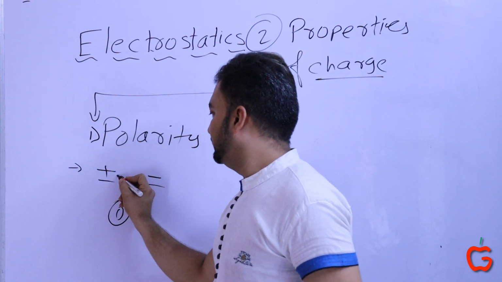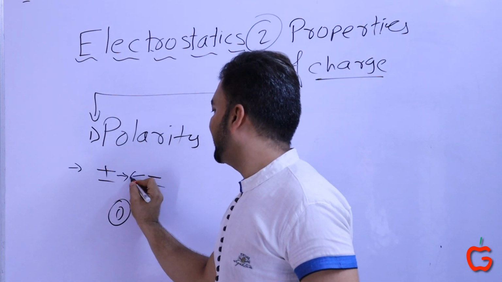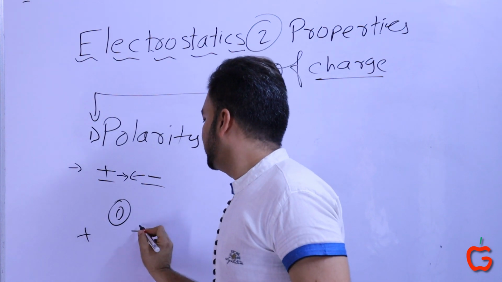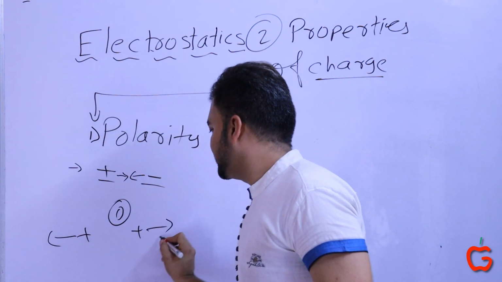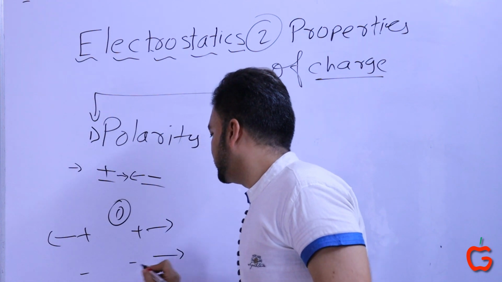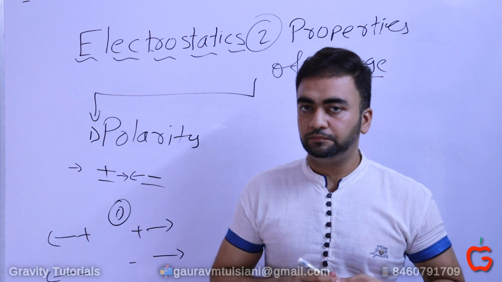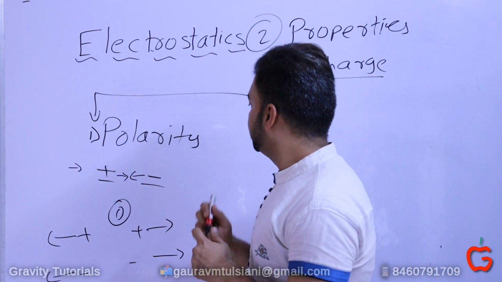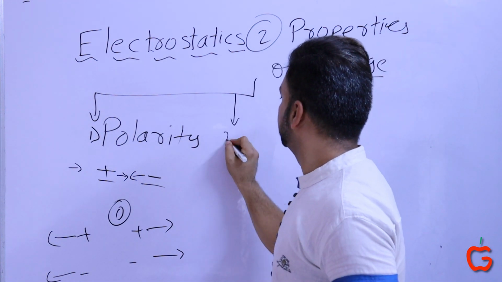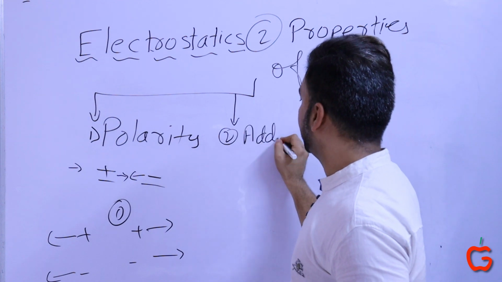The rules are fairly simple. Positive and negative attract each other. Positive repel each other, negative also repel each other, and there is no interaction with the neutral charge. Okay. The second property is called additivity of charges.